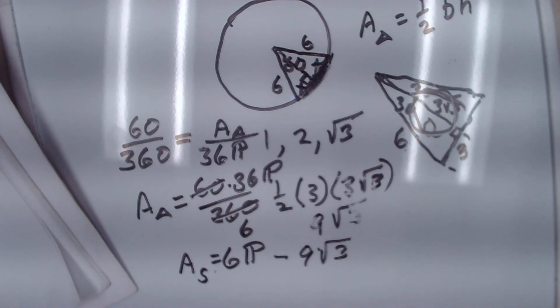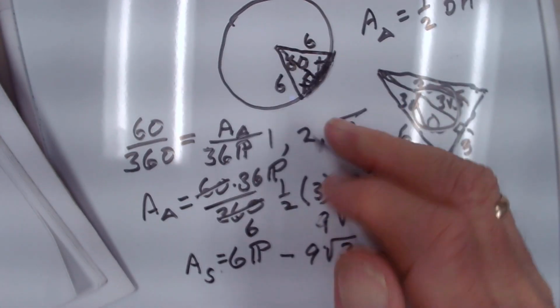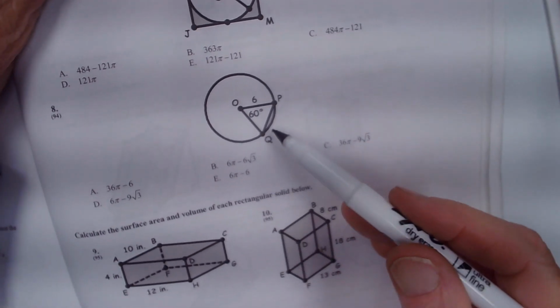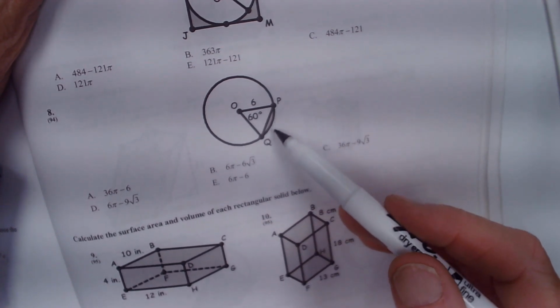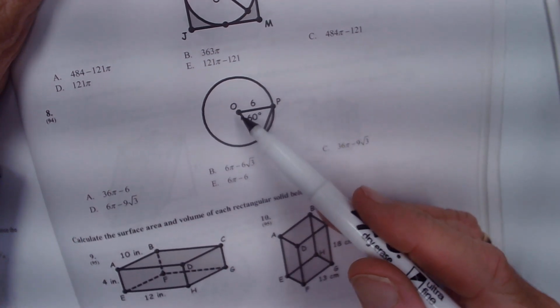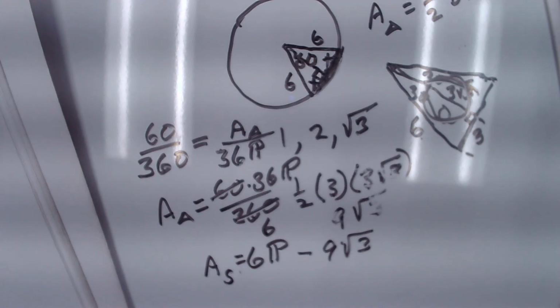And you realize, of course, that this is, well, I'll show you over here. This shaded region is actually this sector, this pie-shaped thing here, slice of pie, minus that triangle. Okay, that's the best I can do for you.